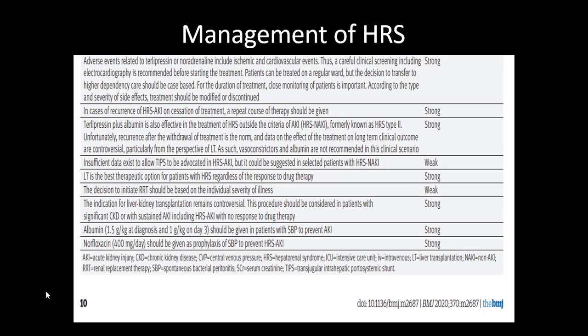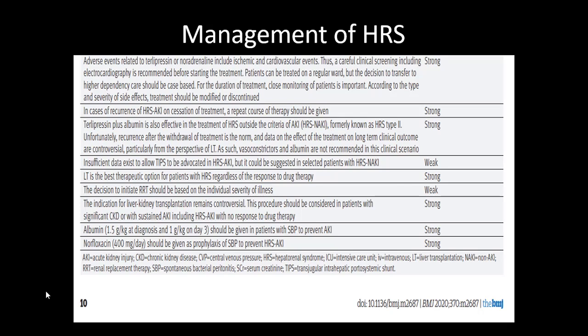In case of recurrence of AKI-HRS on cessation of treatment, a repeat course of therapy can be done, and terlipressin or albumin is effective in treatment of HRS outside the criteria of AKI also, formerly known as HRS-2, right? And there is insufficient data for TIPS to be allowed in AKI-HRS, but you can do it for the non-AKI part. And liver transplant is the best therapeutic option for these patients. Decision to initiate RRT is based on the severity. Dual transplant remains controversial. They are still not recommending it.